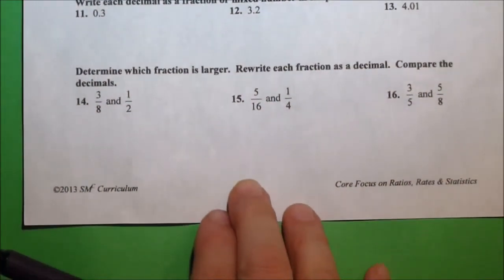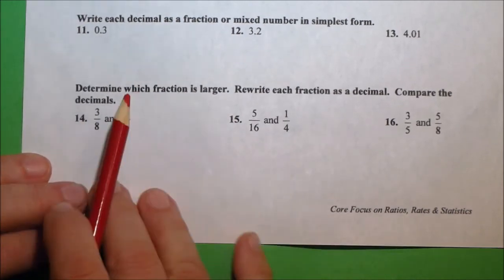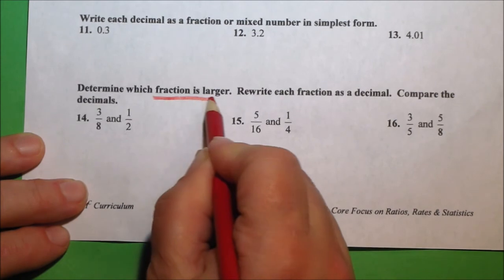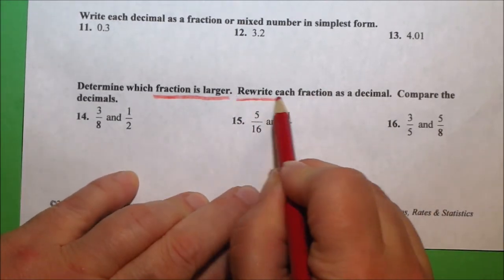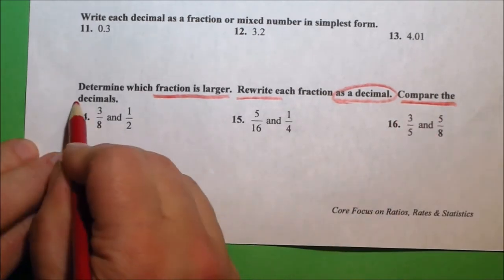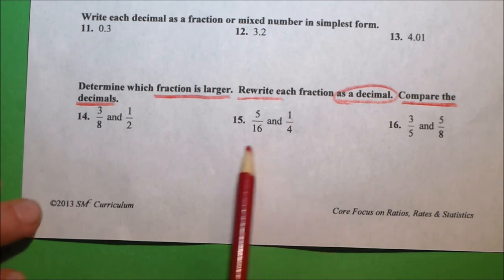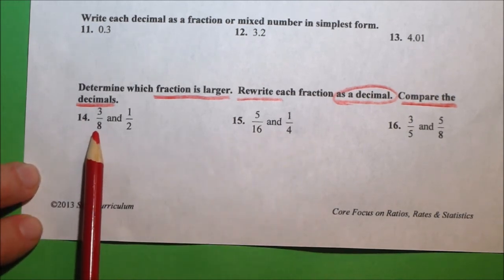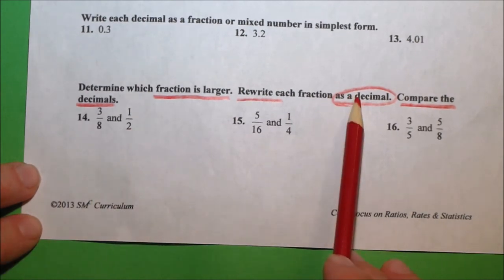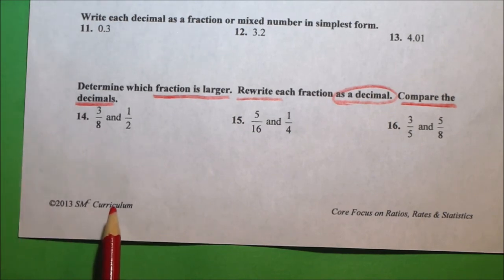This one I want you to pay special attention to what it says in the instructions. So it says determine which fraction is larger. It says rewrite as a decimal. And then it says compare the decimals. Now that matters. It says determine which fraction is larger, but then it says compare the decimals. So here's what I'm telling you. You need to convert each one of these into a decimal. And then you need to set up a greater than or less than with those decimals.